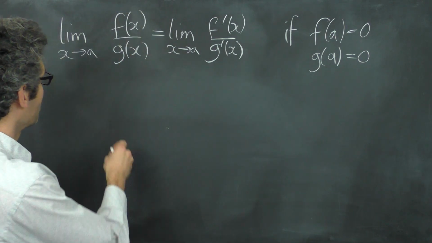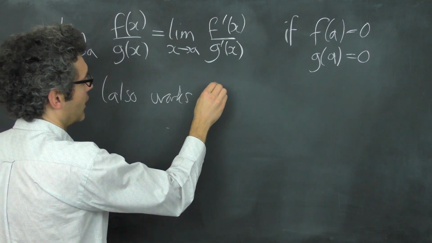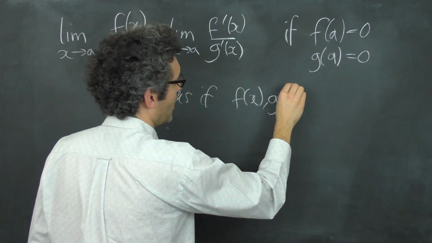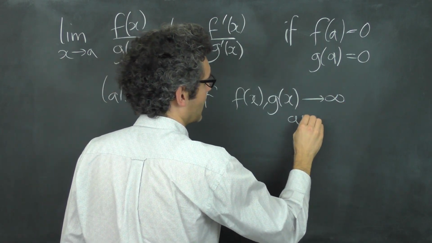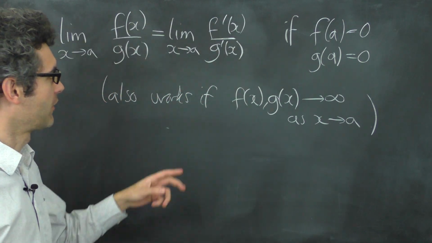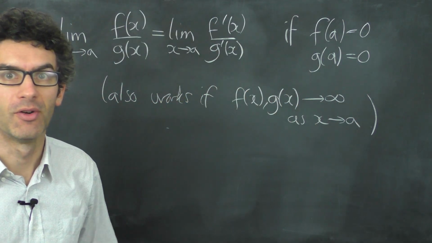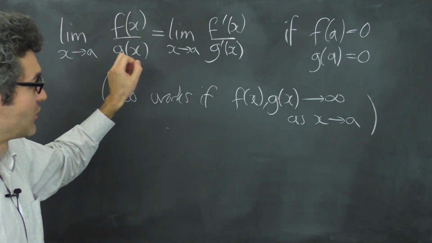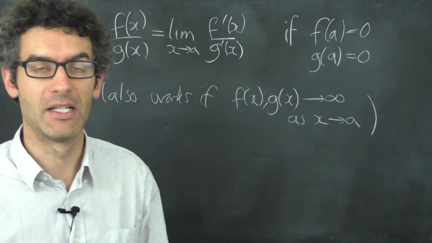Right, and this also works if f of x and g of x aren't 0, but instead both go to infinity as x tends to a. Alright, so in this first case, if you have f and g both being 0 at x equals a, then we call it a limit of the form 0 divided by 0. And in this case, we would say it's a limit of the form infinity divided by infinity.